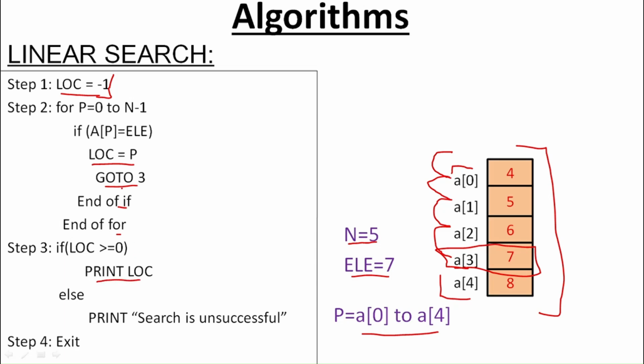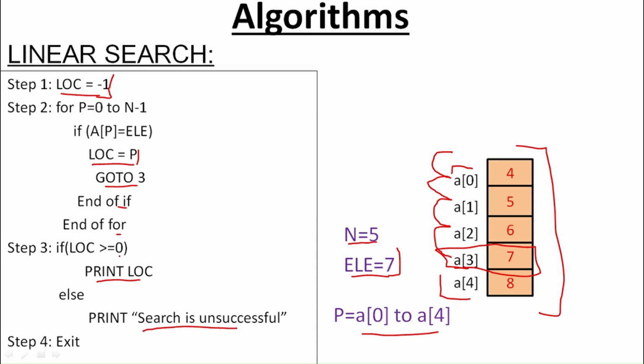What is location? Location is equal to p. P is what? P is equal to a of 3. So this a of 3, my search element 7 is present in the a of 3. This is what it means, right? Otherwise it prints search is unsuccessful.